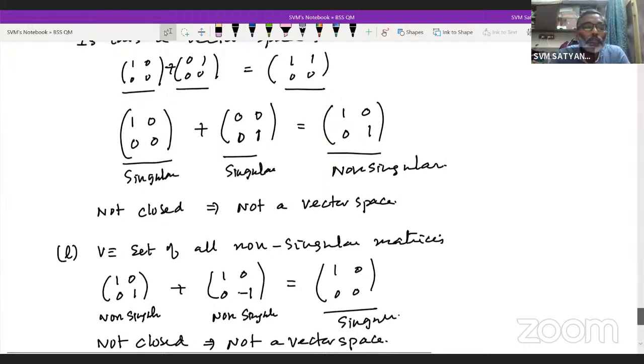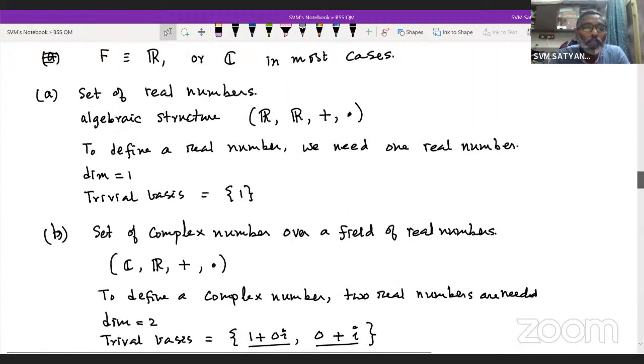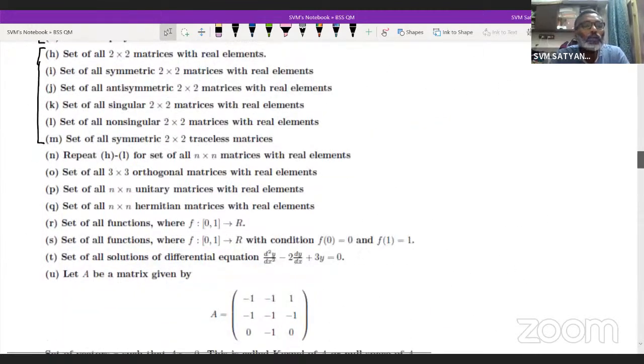Okay, I think I have done up to that. Then we have the next level of examples. So I would like you to try this N, O, P, Q up to this. These are also with respect to matrices, but of a different order, n by n, 3 by 3, like that. So please try these things. And then the remaining ones we will do in the next class.